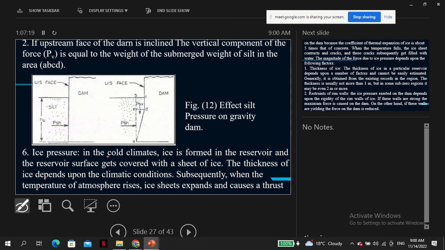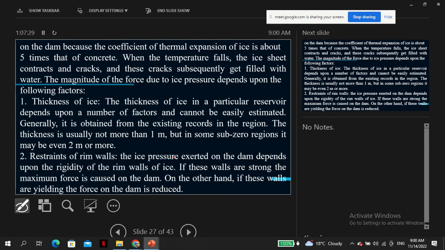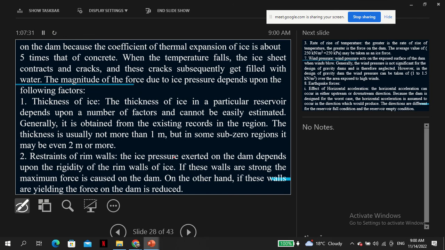The thickness of ice depends upon climatic conditions. Subsequently, when the temperature of the atmosphere rises, ice sheets expand and cause thrust on the dam, because the coefficient of thermal expansion of ice is about 5 times that of concrete. As the temperature falls, the ice sheet contracts and cracks, and these cracks subsequently get filled with water.